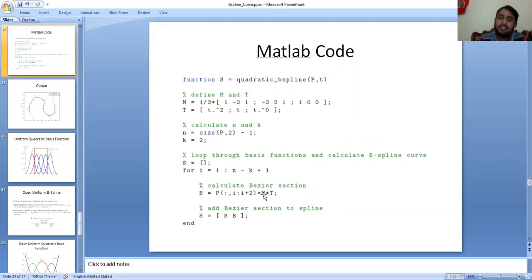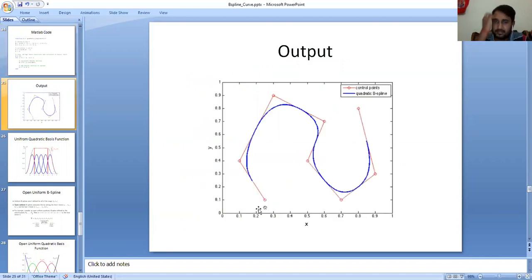And we are multiplying with M and t. M is the matrix and t is the parametric vector for the degree. And after each step we are adding the Bezier section to the B-spline, this spline section. So this is the MATLAB code for this above B-spline curve. And when we run it, this is the output we are getting.